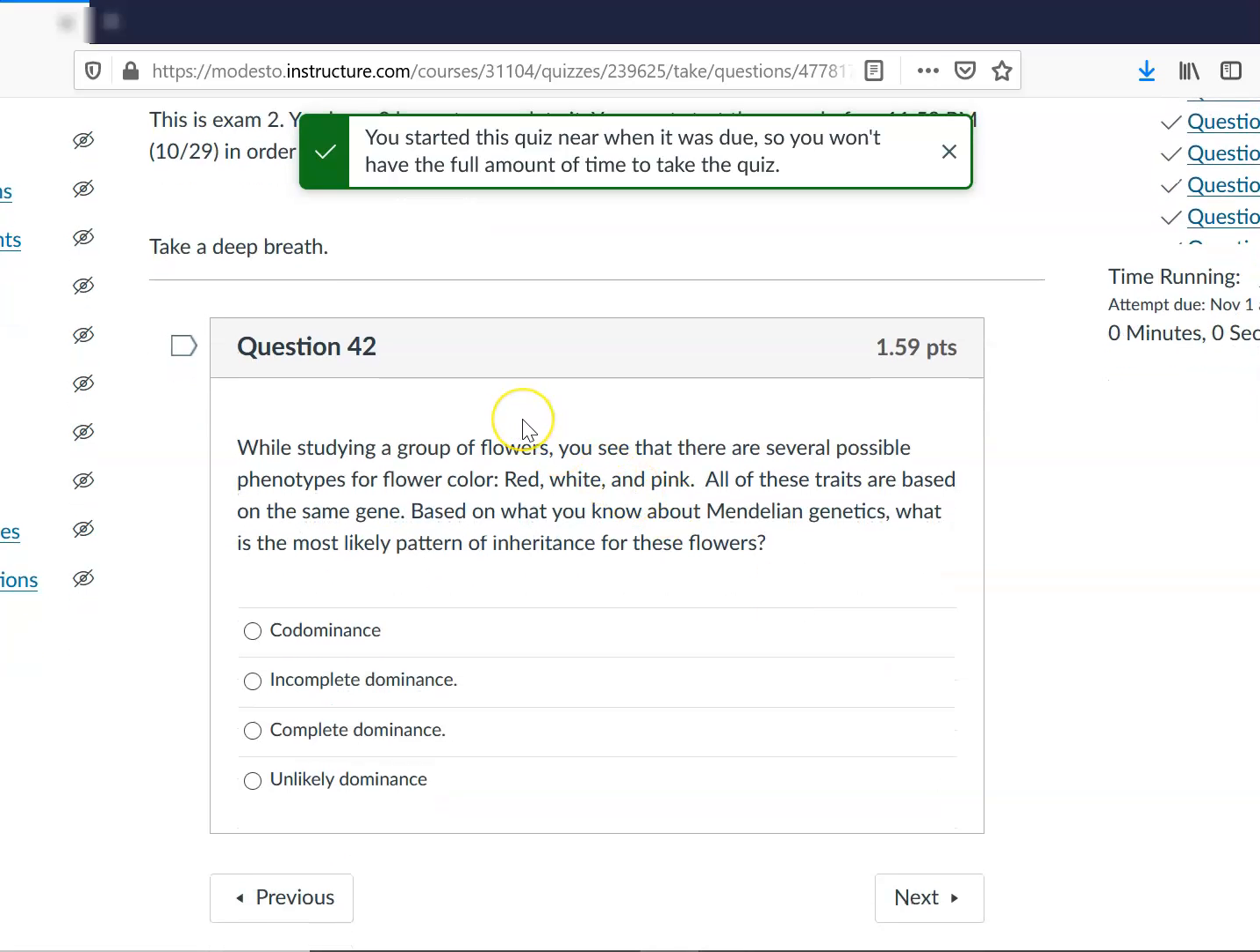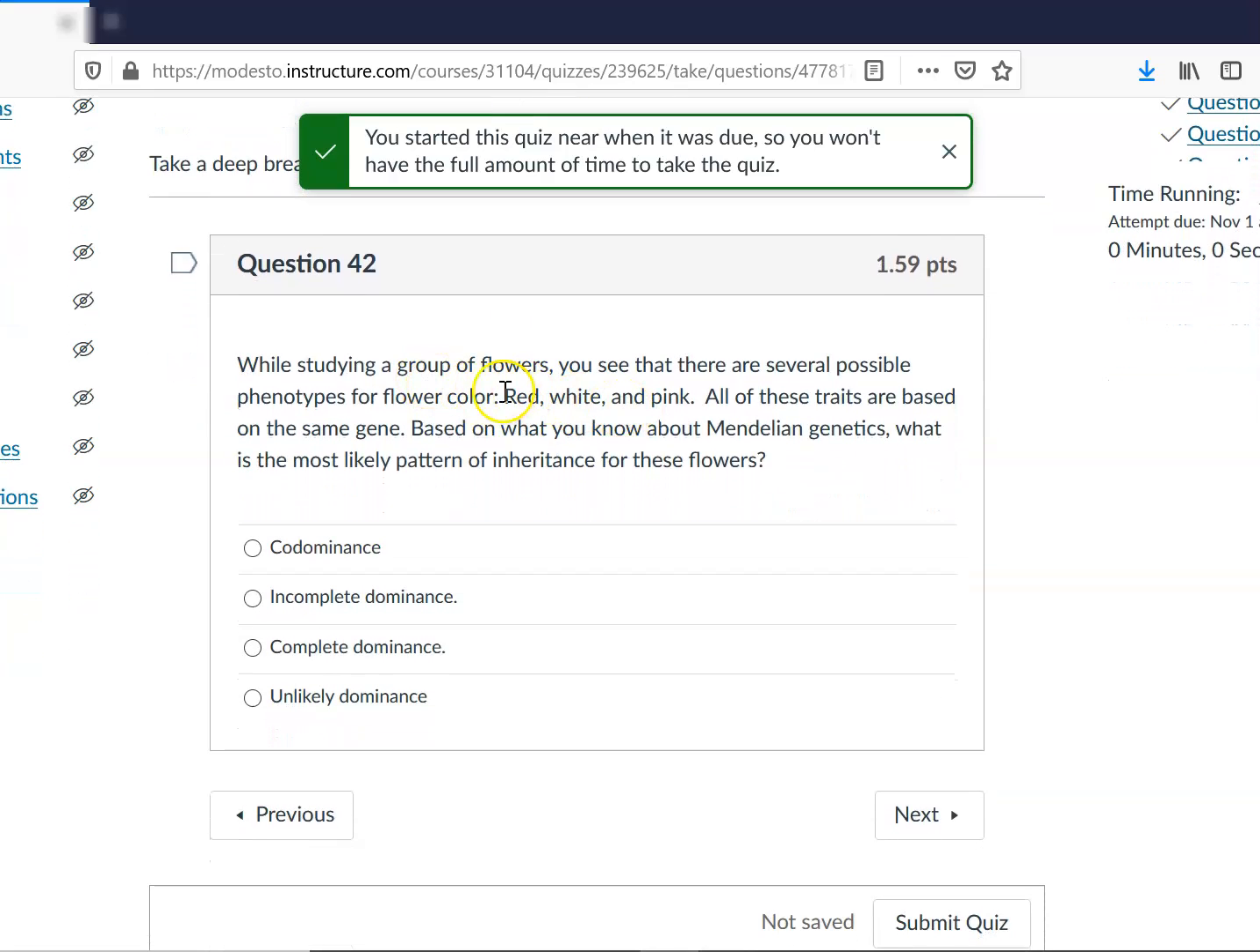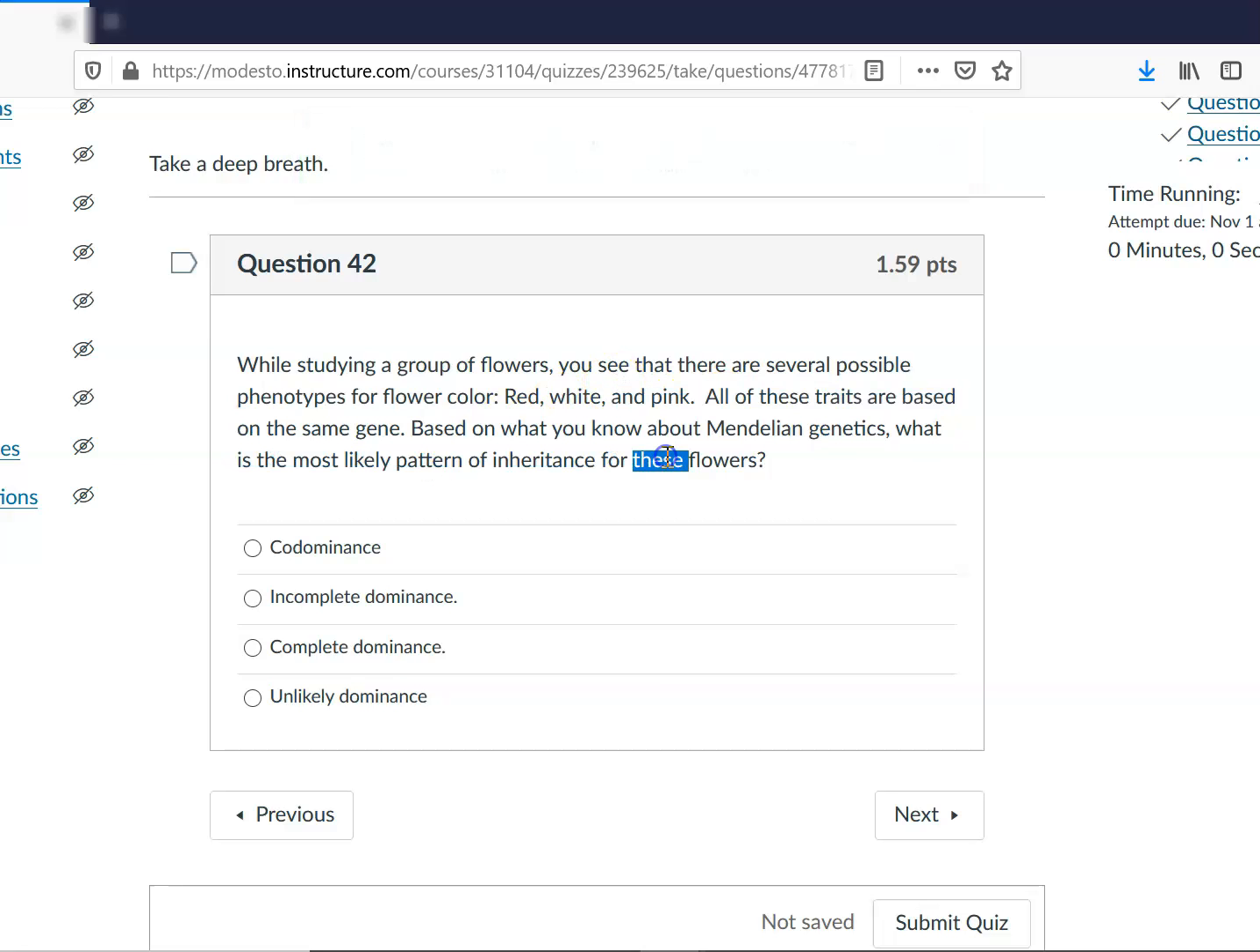While studying a group of flowers, you see that there are several possible phenotypes for a flower: red, white, and pink. All of these traits are based on the same gene. Based on what you know about Mendelian genetics, what is the most likely pattern of inheritance? Complete dominance isn't the right one here. Codominance would be both traits being expressed in equal proportion, but this is incomplete dominance because the red and white are sharing to make the pink plant. So that's incomplete dominance.